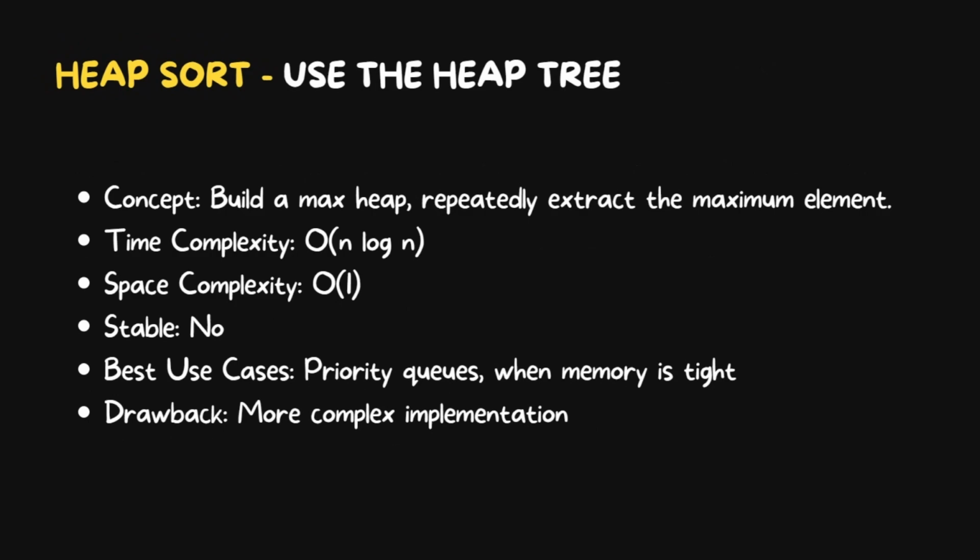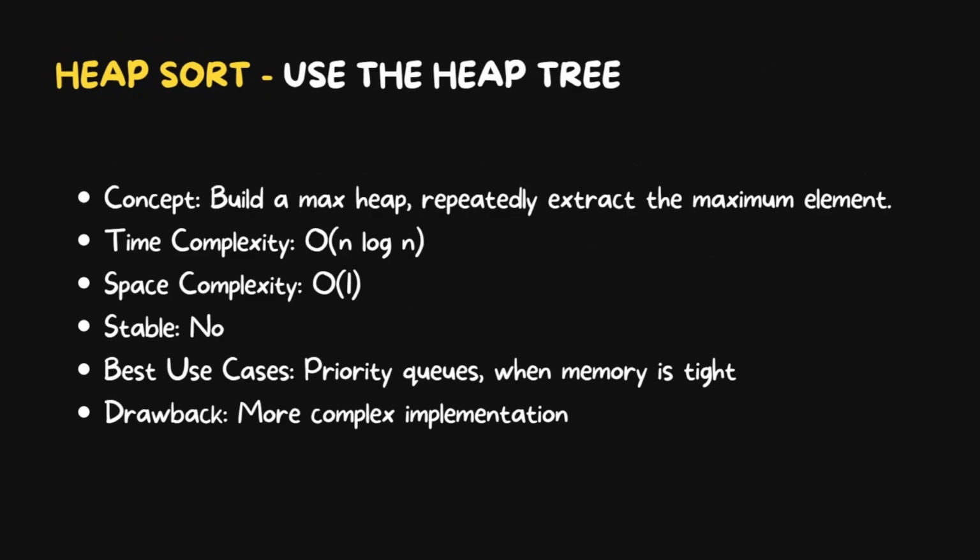Next one is heap sort. Heap sort is a comparison based algorithm that uses a heap data structure to sort elements. It builds a max heap, repeatedly extracts the maximum element and places it in the correct position. Its time complexity is O(n log n) for all cases. Space complexity is O(1), sorts in place without extra memory.